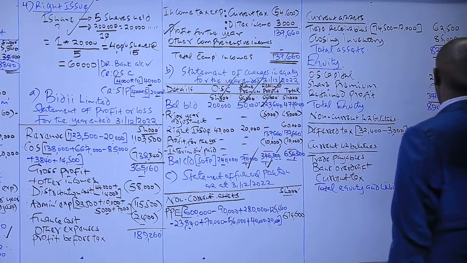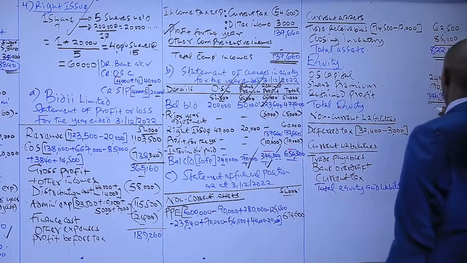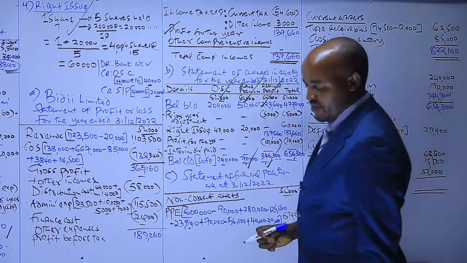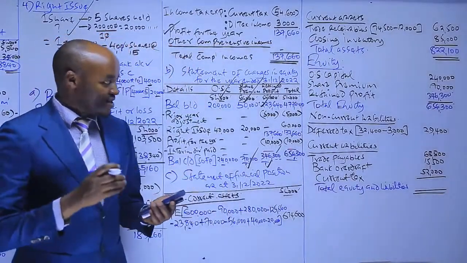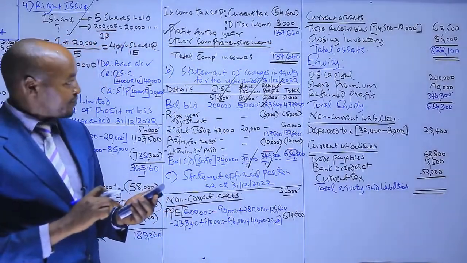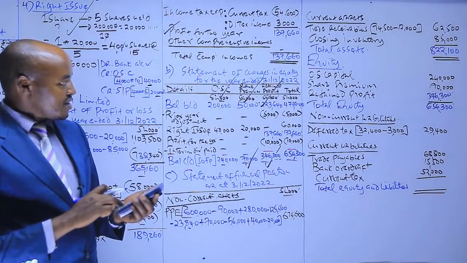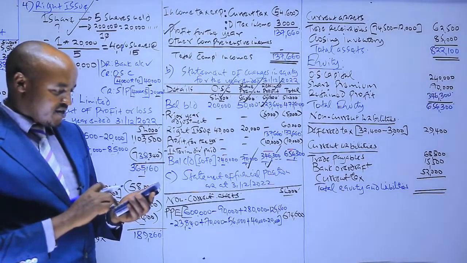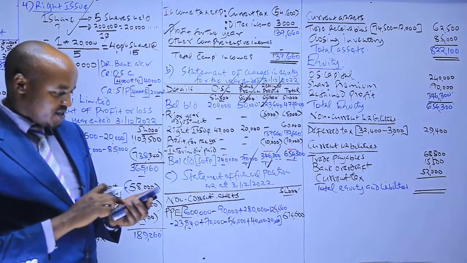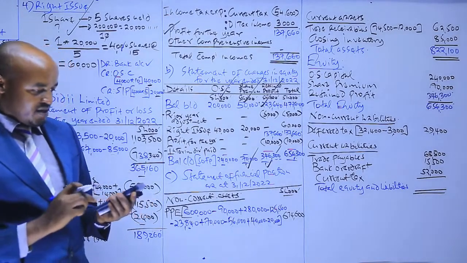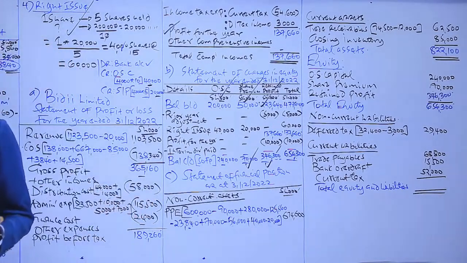346,300. And the total equity as per our statement of changes in equity is 656,300. I think now we can get our total equity and liabilities. So our total equity is 656,300, plus now the deferred tax 29,400, plus the payable 68,800. I hope that figure is correct.